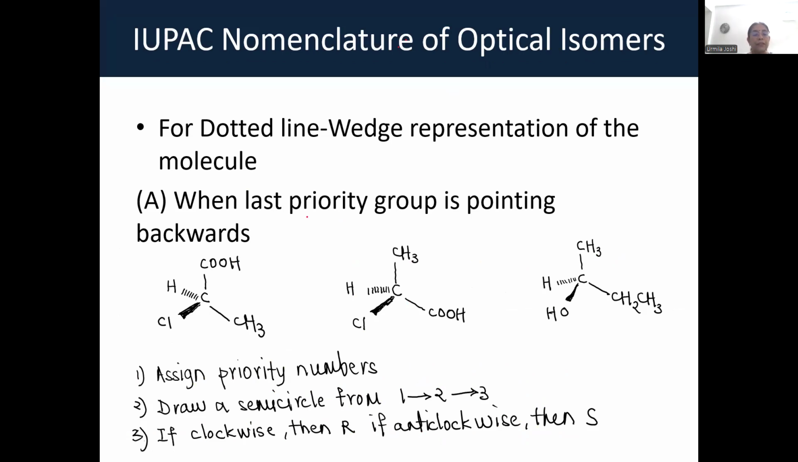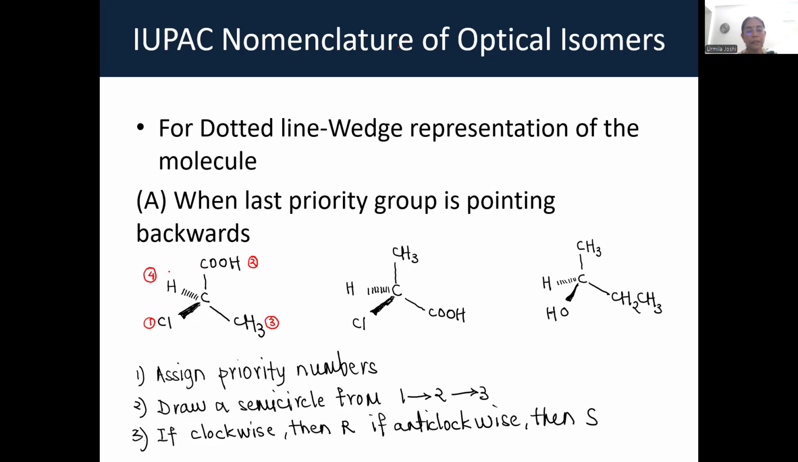For dotted line wedge representation, when the last priority is pointing backwards, it is very easy. Okay, so just see this. Now here, Cl gets number 1, correct? COH gets number 2. Again, I will remind you, the atomic number of Cl is higher than that of carbon. You look at the atom attached and not the group attached. The third number will be CH3 and the fourth number is hydrogen.